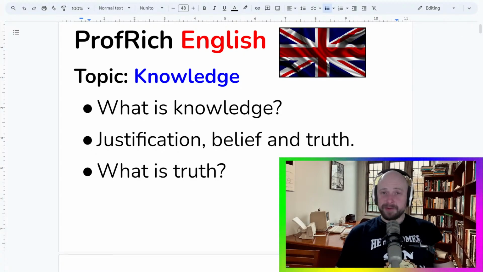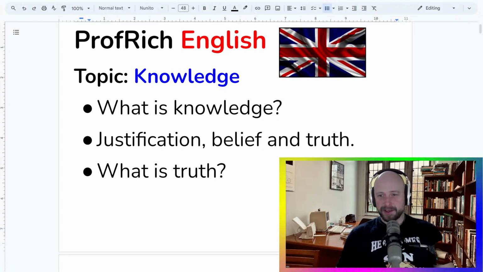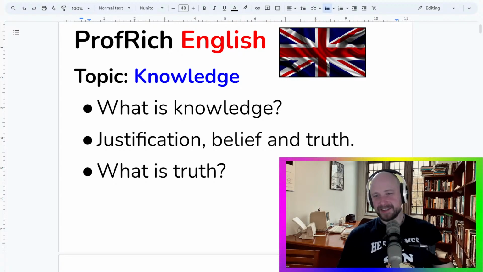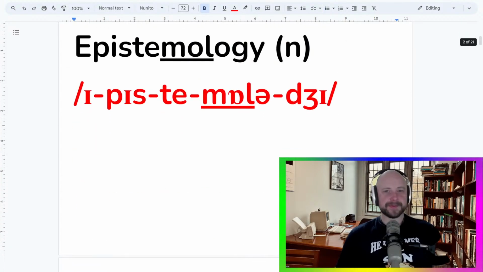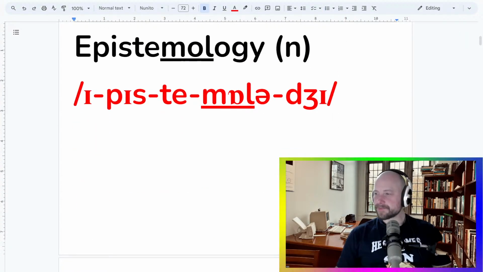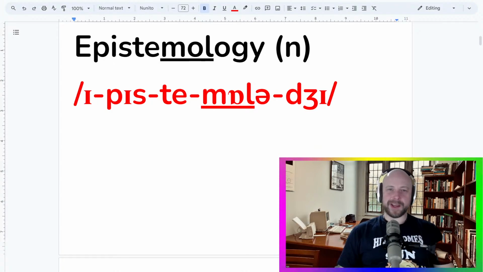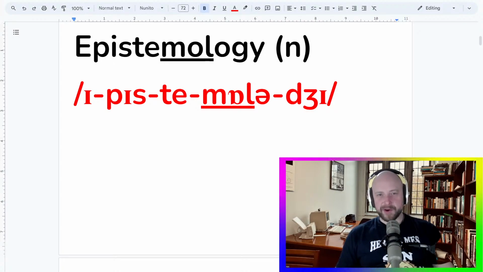So what's this area of philosophy called? Does anybody know in the chat? What is the name of the philosophy of knowledge? Do you study philosophy, Sleepwalker? The name is epistemology. Epistemology. So we have another lovely word from the Greeks.